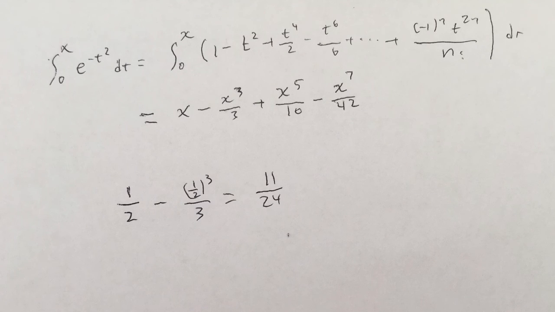Now, the second part of part C tells us to use the first two terms to estimate the integral from 0 to half of f of t. How we do that is we take the first two terms of our first four non-zero terms and substitute in half for x, and from that we get 11 over 24.